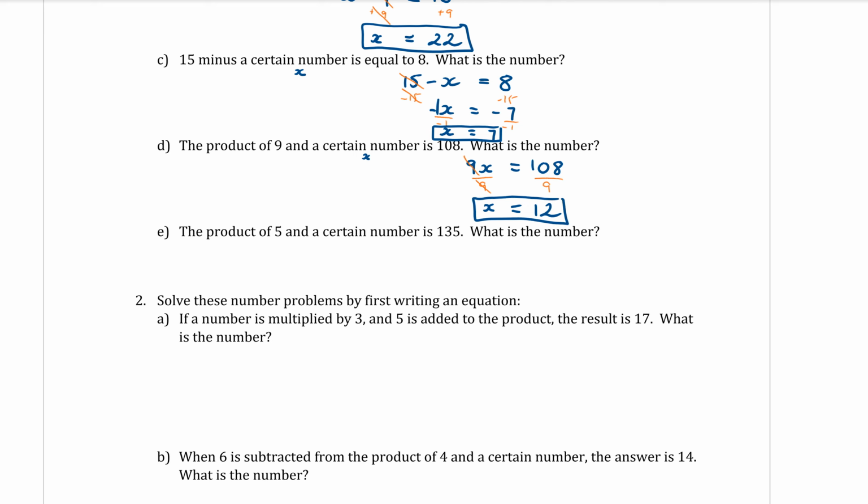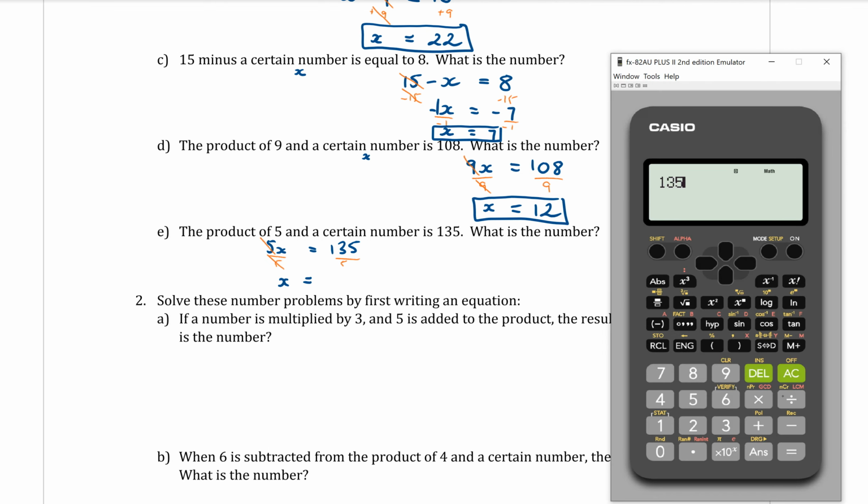The product of 5 and a certain number is 135. How should I write that? Who can tell me the equation? So now 5x equals 135. Perfect. 5x equals 135. I need to get rid of that 5. What should I do? Divide. Very good, Bella. You're very good at this. Divide the 5. X is by itself. 135 divided by 5 is 27.